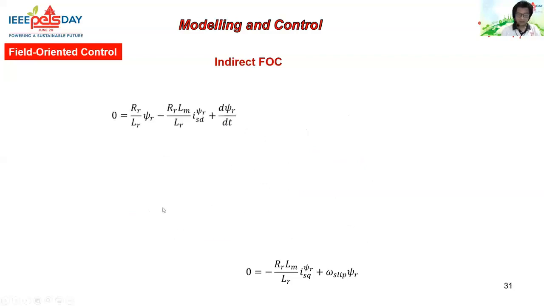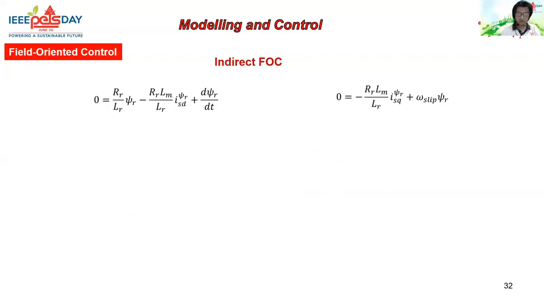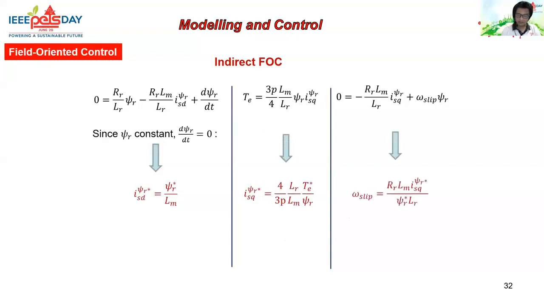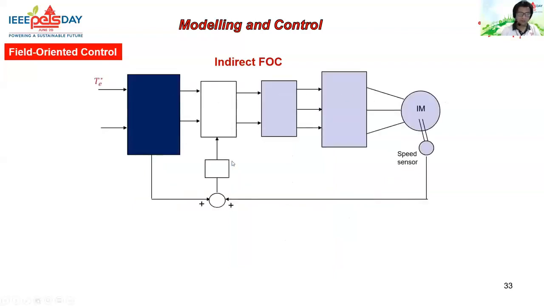So combining these two equations here with the torque equations, then we can actually derive the reference for the stator current D, the stator current Q, as well as the slip, right? Which is what we need. All this expressed in the rotating reference frame. Then once we have that, then we can implement the control of the FOC, which is shown here.